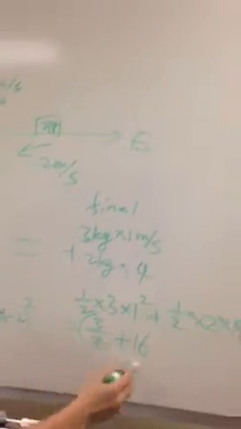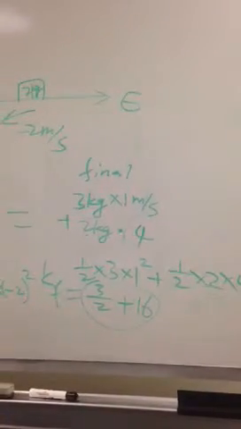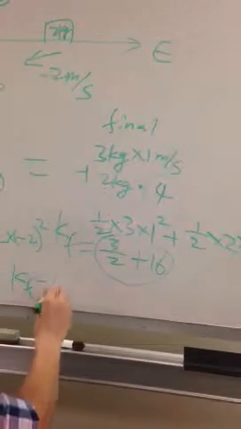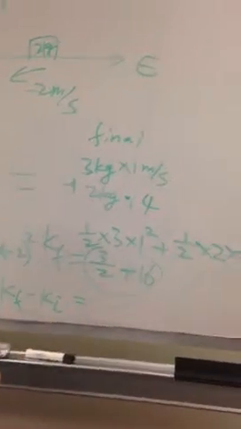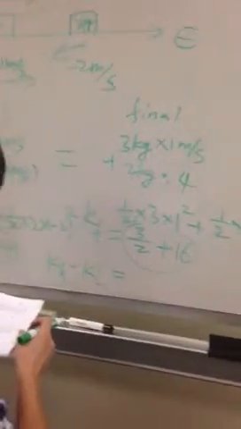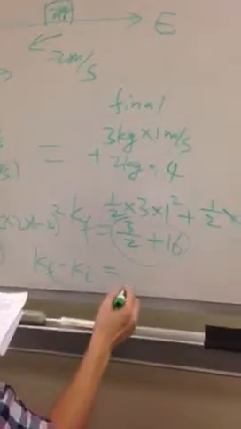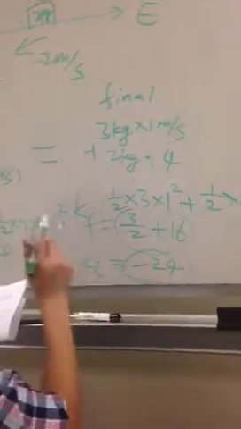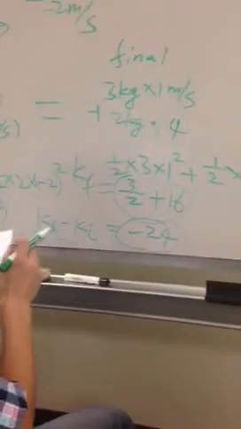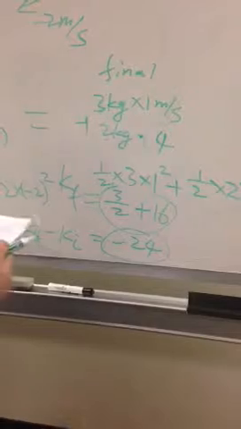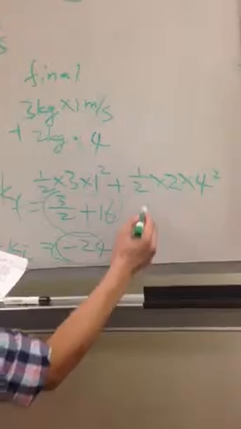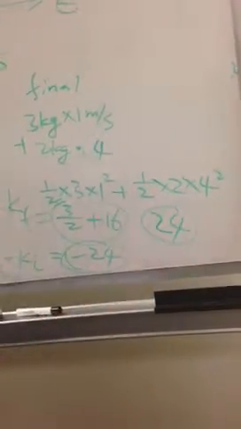So if you use this value minus this value, like kinetic final minus kinetic initial, equal to -24. But the question is asking how much kinetic energy does the system lose during the collision. So the answer will be 24. Okay.